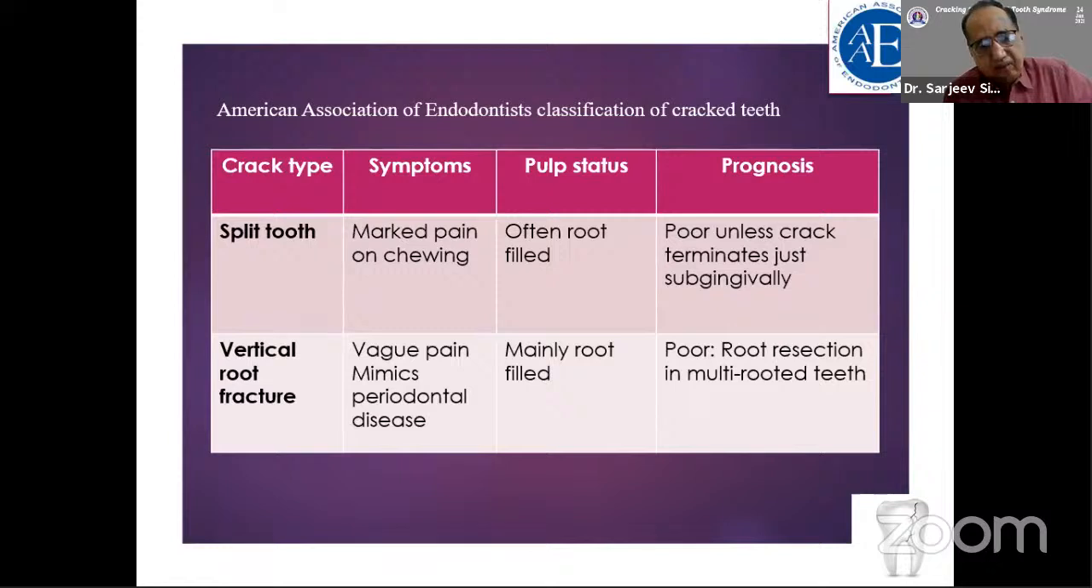Vertical root fractures cause vague pain that mimics periodontal pain, and occur mainly in root filled teeth, root resection, and multi-rooted teeth. In multi-rooted teeth, I would rather say that any fractures or cracks which go subgingivally beyond 5 millimeters, you cannot expect a long-term good prognosis.